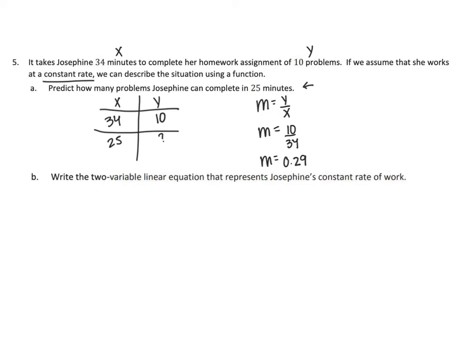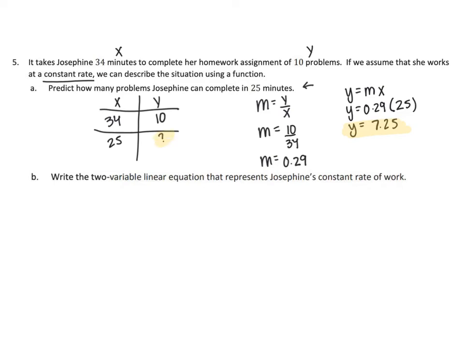And then I can use that to find my Y value. So Y equals mx. In this case, my m is 0.29, so y equals 0.29 times, what's the x that I'm looking for? 25. And this is what we did in our first unit this year. So 0.29 times 25, I get 7.25 as my answer. Predict how many problems she can complete in 25 minutes. She can complete at least 7 problems, 7.25 problems. So that would go right here.